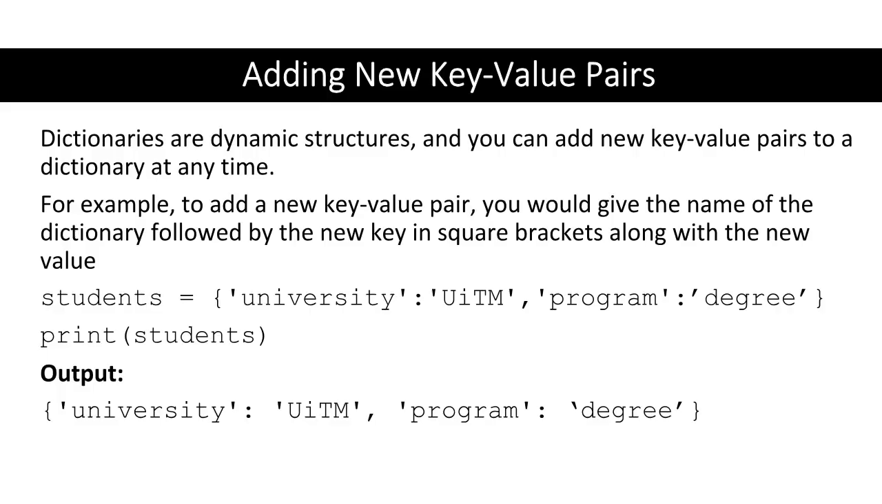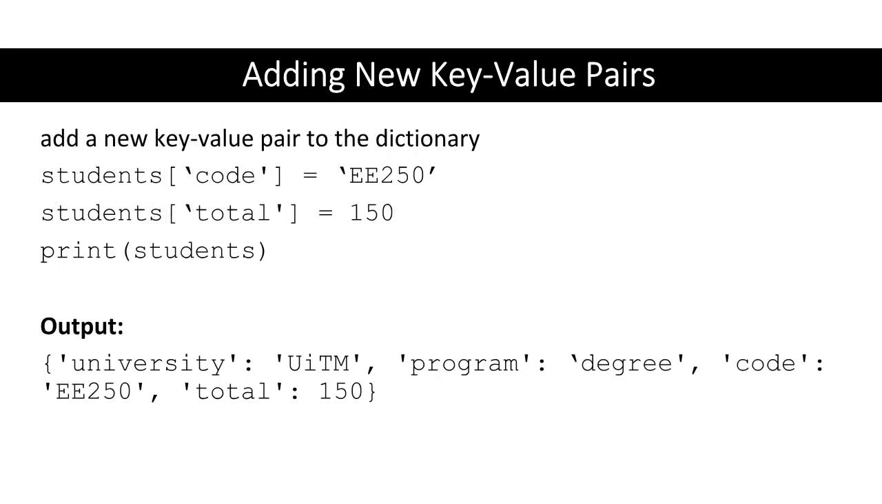Dictionaries are dynamic structures, and you can add new key-value pairs to a dictionary at any time. For example, to add a new key-value pair, you would give the name of the dictionary followed by the new key in square brackets along with the new value. Now, students = {'university': 'UITM', 'program': 'degree'}, then print(students). Output: university UITM, program degree, and this dictionary contains two key-value pairs. Now we add new entries.